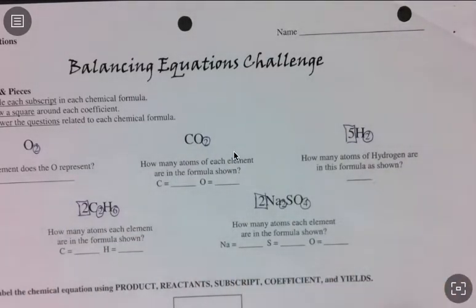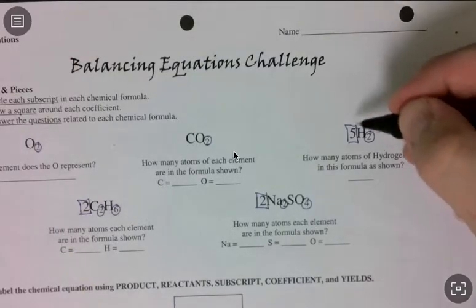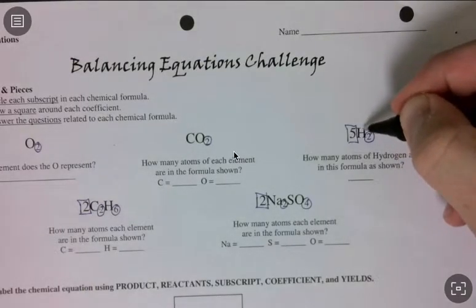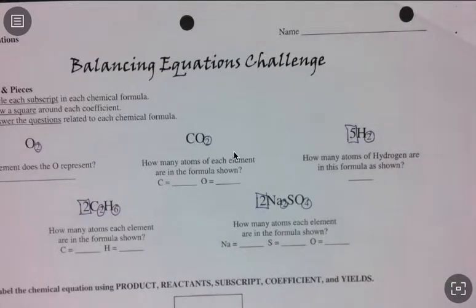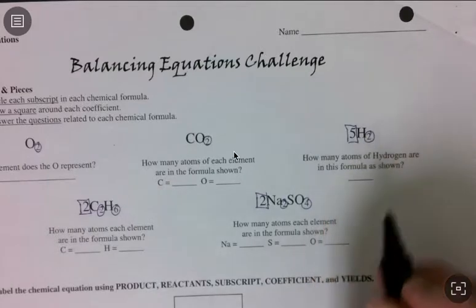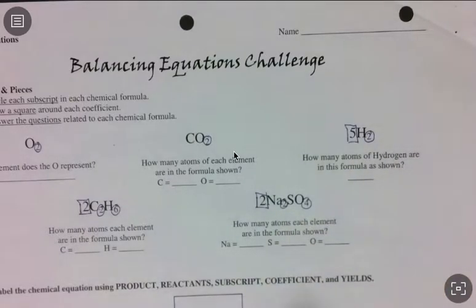Now, how those coefficients work, it's kind of like the distributive property. You take that number and you multiply by the term behind it to say how many of those atoms or those elements exist. The subscript just applies to the one. The coefficient can apply to the entire molecule, so the entire set in this order.